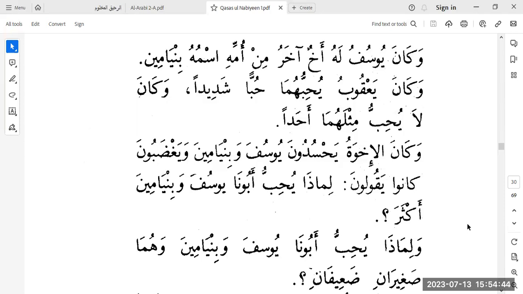And this verb itself has its maf'ul bihi in Yusuf. So the entire sentence becomes like that. Kana al ikhwatu yahsuduna Yusuf, the brothers were envious of Yusuf alayhi salam and Binyamin, wa yaghdabuna. So what verb? Yaghdabuna. So they were angry, they would become angry.